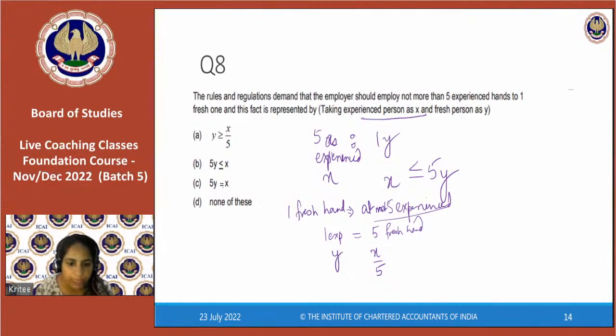So to make it equivalent, I've divided by 5, and it should not be greater than this number. Every fresh hand must not be more than 5 experienced hands. So it should be that experienced hands must restrict to a maximum of 5 hands. So experienced hands are restricting to 5 hands, so they are less than or equal to what y is.